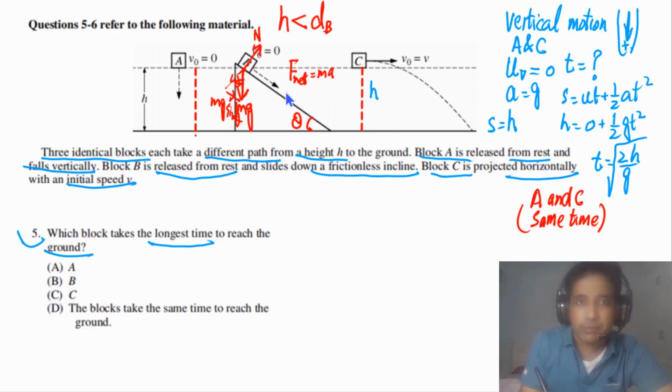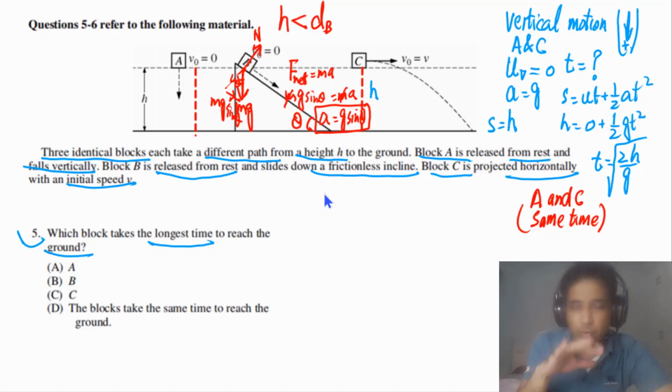F net is equal to ma. In this case, F net is equal to mg sine theta, and this is equal to ma. From here we can cancel this m with this m. So the value of a is equal to g sine theta. A is equal to g if the angle is 90 degrees, but as the angle is lower than 90 degrees, it means that a is lower than g.